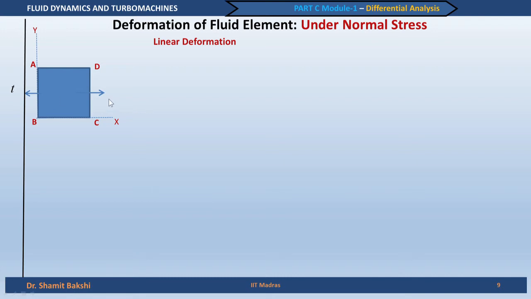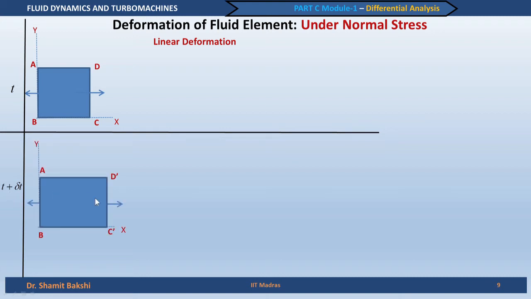So, if only normal stresses in the x direction are acting on this fluid element, it will cause first of all a linear deformation. Under certain circumstances, which we will see very soon, it can cause a linear deformation. So, as we go to time t plus delta t, it takes a new shape, and what is that shape? The shape is like this.